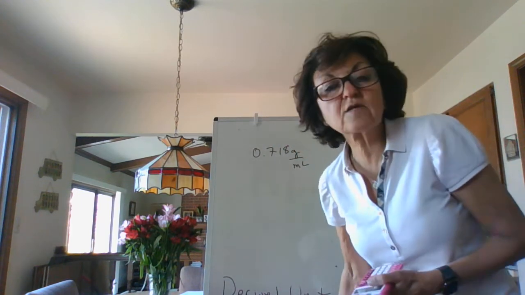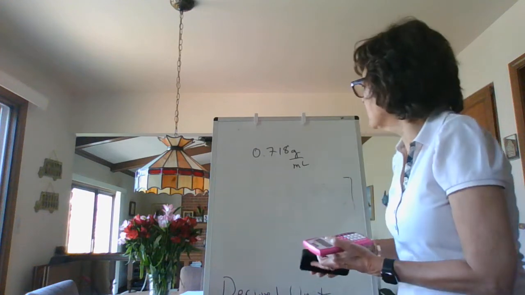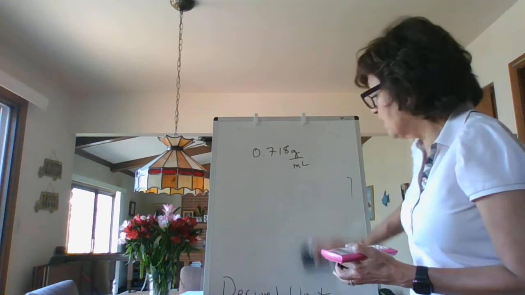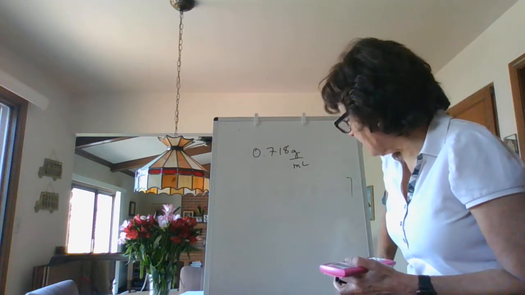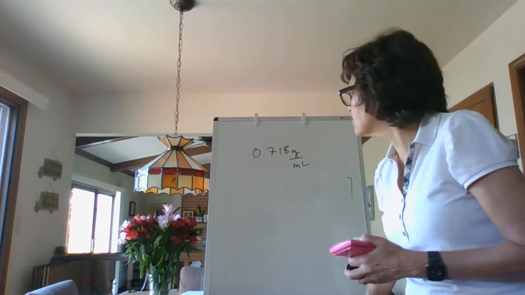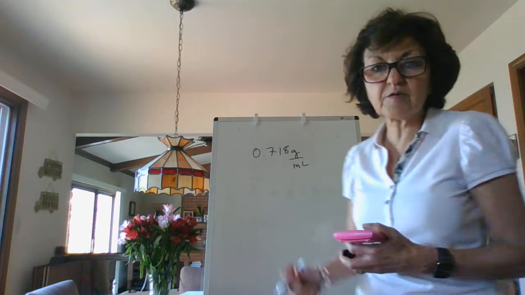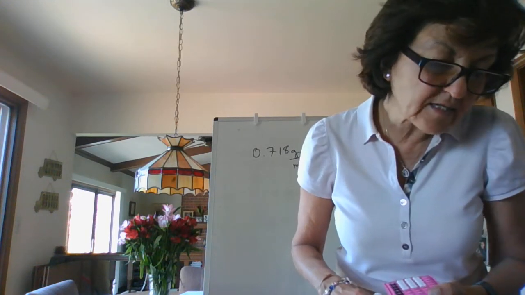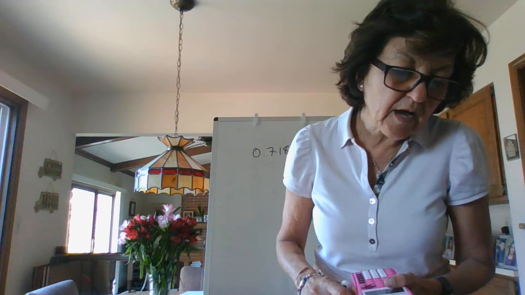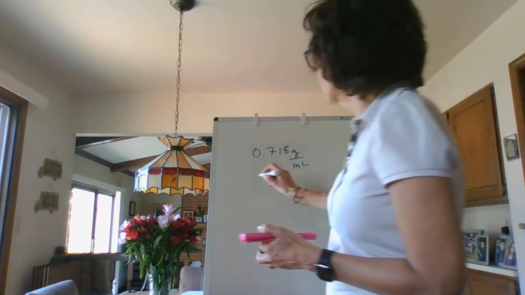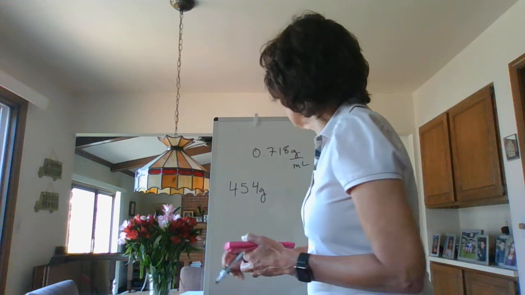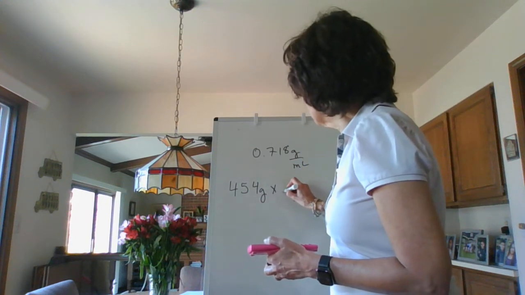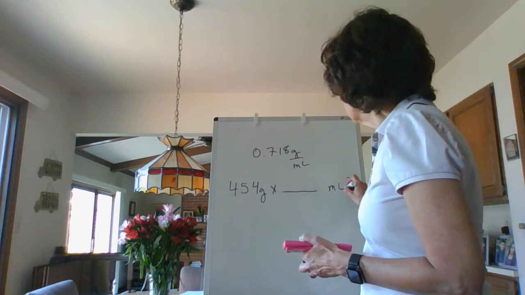Gasoline is less dense than water. Water has a density of about 1 gram per mil at 4 degrees Celsius. So anything that has a density less than water is going to float on top of water. You remember that from intro chem. So that's the density of gasoline. I have 454 grams of gasoline, and I want to know the volume.